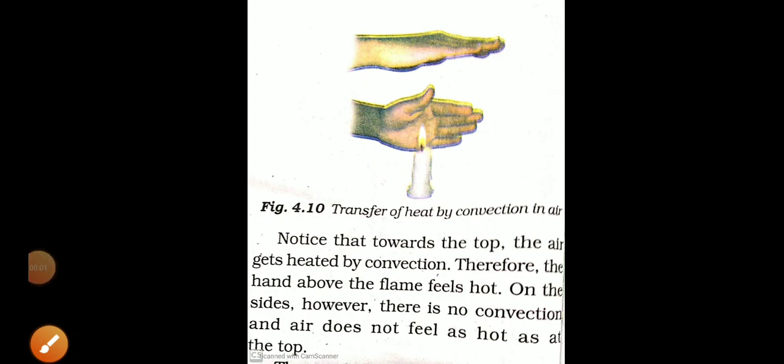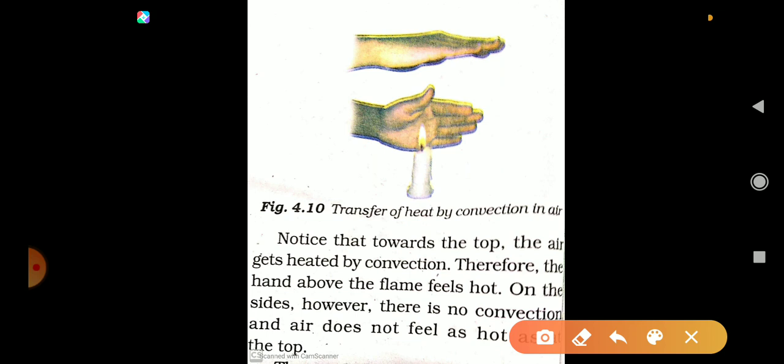Now see one more activity. Light a candle and keep one hand above the flame and one hand on the side of the flame. Do your hands feel equally hot? If not, then which hand will feel hotter and why? And you have to be careful to keep your hand at a proper distance, right? So that they do not get burned.